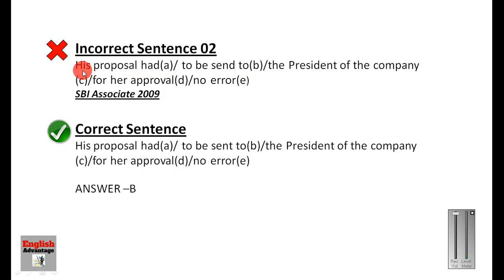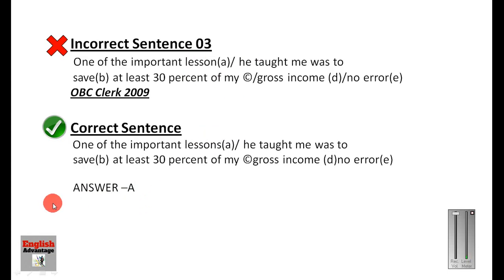Now see this part: his proposal had to be. This "to be" is always followed by V3, the third form of the verb. So here "sent" should be changed into "sent" in its correct form, and this is the error. So the answer would be B. This way we can solve these questions. Now let us see incorrect sentence number 3.